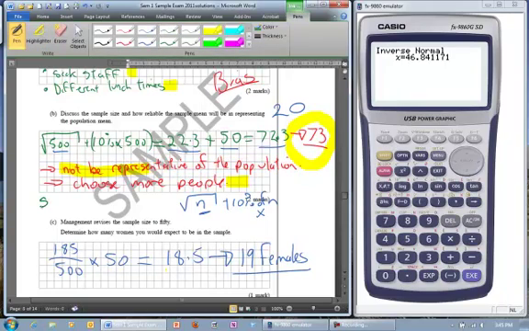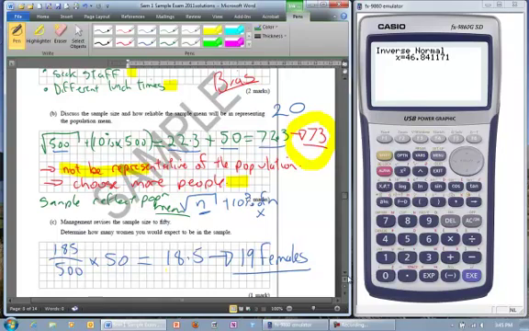Your sample mean should reflect the population mean, which means that your sample's got to be big enough, and that's where that square root of n plus 10% of n is just a rough guide.